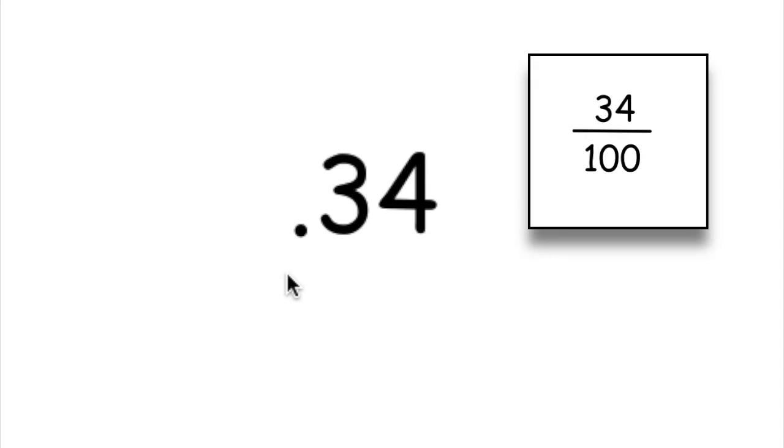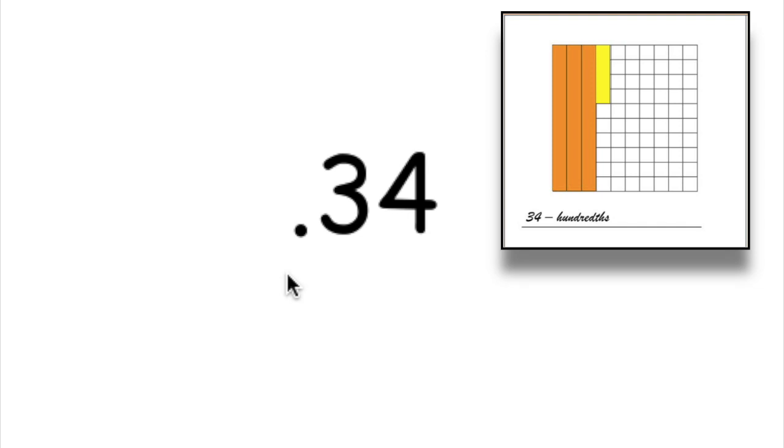34 hundredths could be shown in fraction form. It could be shown on a grid. Or it could be shown in decimal form. What we know about 34 hundredths is that it's less than 1. Now this looks a lot like the number 34. The main difference is that there is a decimal point. This point right here is called a decimal point. On your keyboards it'll be the same thing as a period.